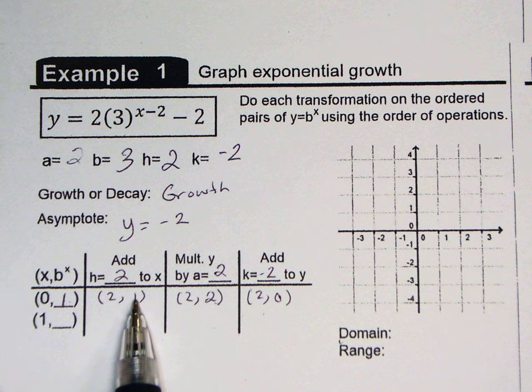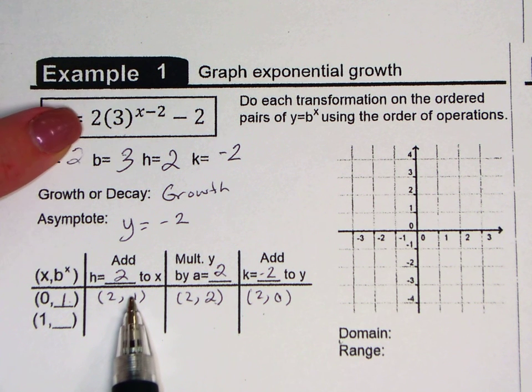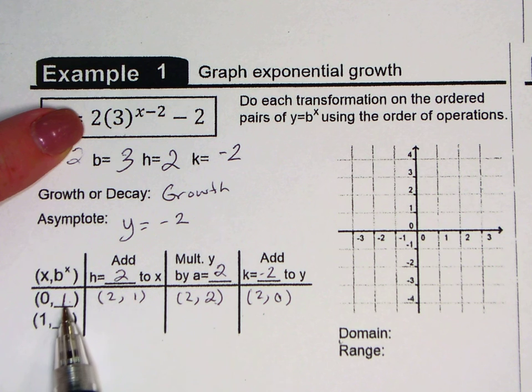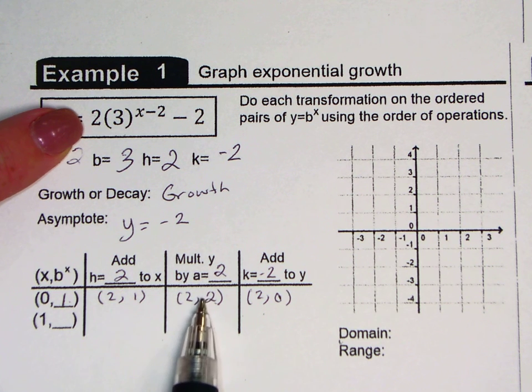And now it says follow order of operations. So we did exponents first, and now we're going to do multiplication. So we're going to multiply y by the a value. In our case here, y is 1. So 1 times 2 is 2. So I get 2 comma 2.